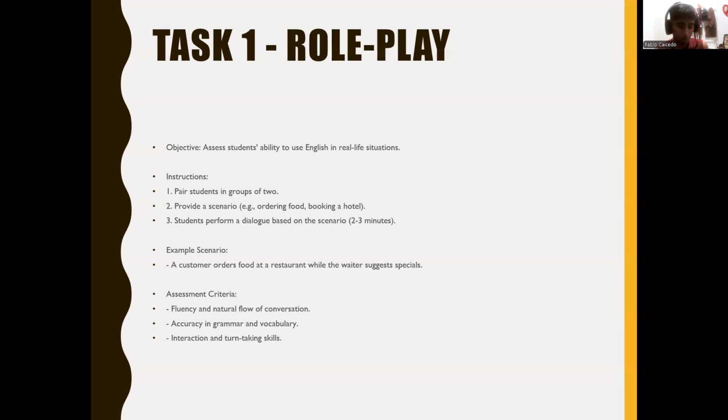Fluency, natural flow of conversation, grammar and vocabulary, and interaction and turn-taking skills. Why is role play so important? Because we can recreate a real life situation, and when you go through this real life situation, you can manage the situation better.